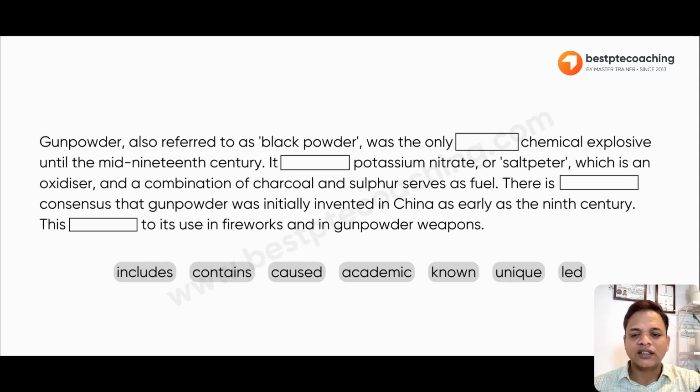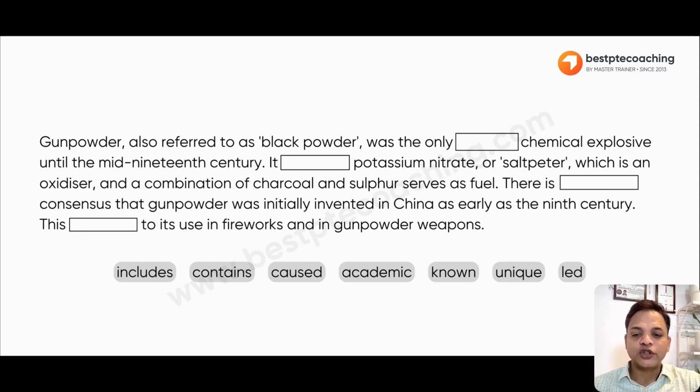There is blank consensus that gunpowder was initially invented in China as early as 19th century. So there is kind of historical consensus, or maybe something like that, that it was invented. Includes blank consensus. We need an adjective. Contains, academic is an adjective, of course. Known, unique, led. I think there is academic consensus because it is talking about the history. So academic consensus is the right collocation to be used.